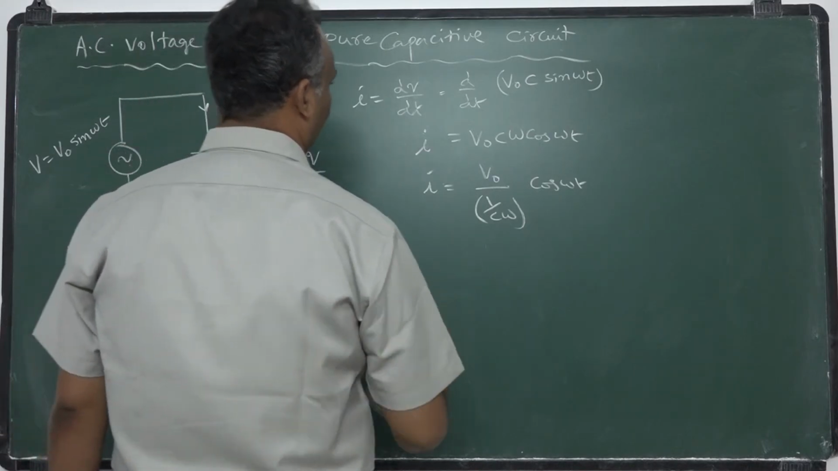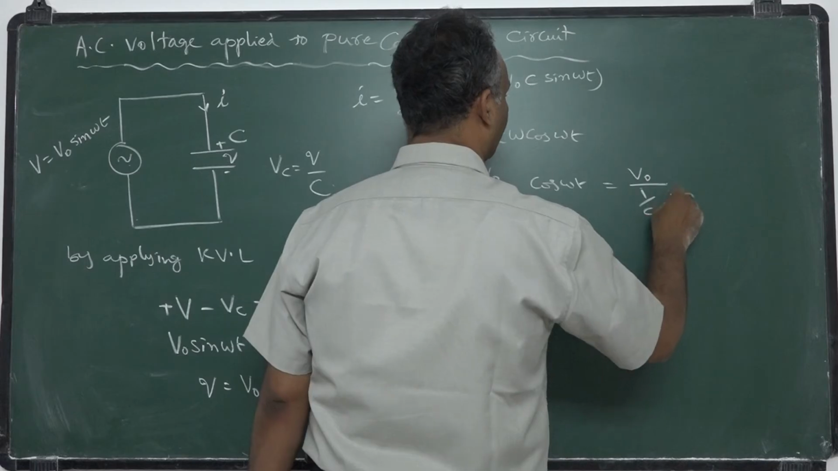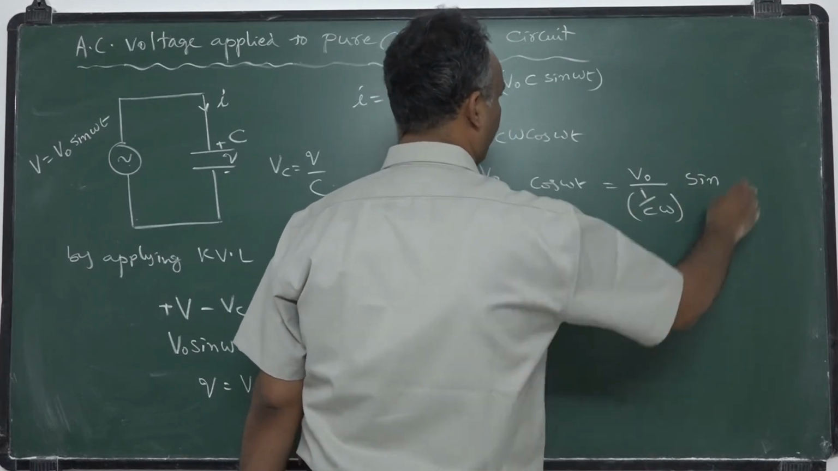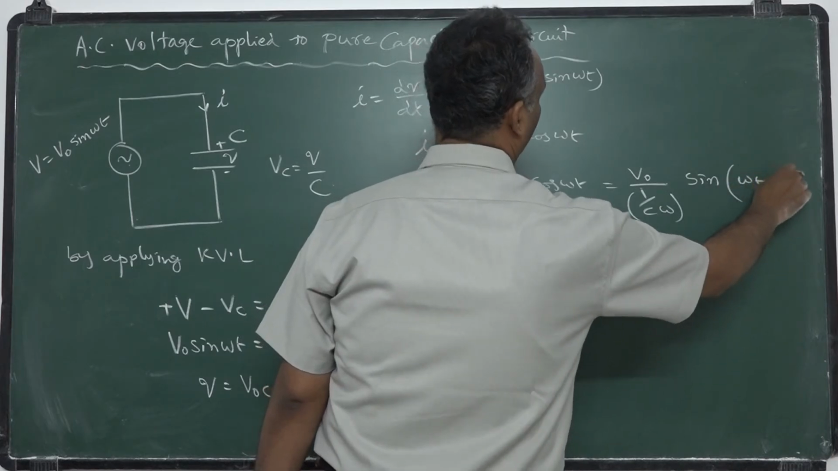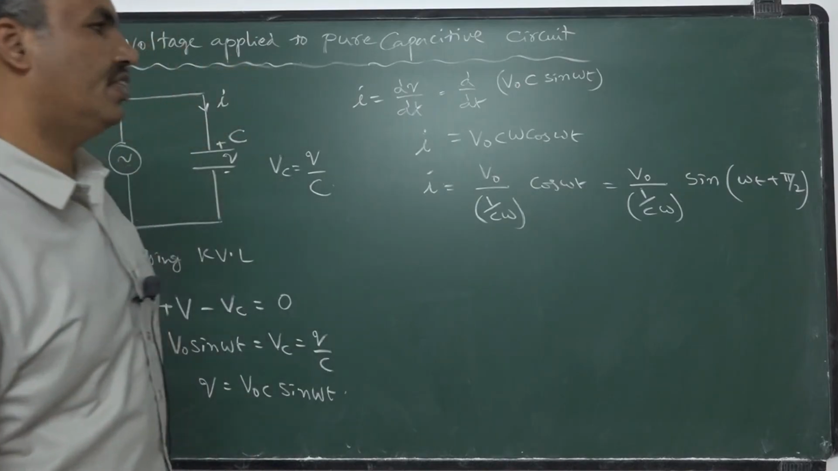Or you can write it as V naught by 1 by C omega sin omega t plus pi by 2. Sin 90 plus theta, or theta plus 90, anything is cos theta.